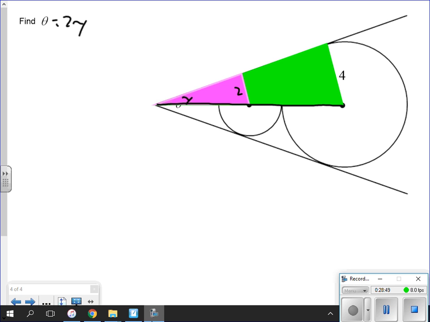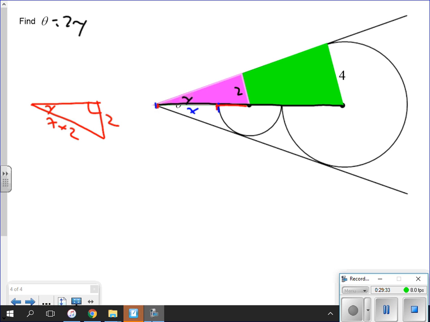Okay. Let's call this length here, from here to here, x. So in this pink triangle, that's 2, this is x plus 2, and that's y. Because this length from here to here is x, and this length from here to here is 2, so the whole length is x plus 2. It tells you, if you look at your diagram, the radius of the circle.